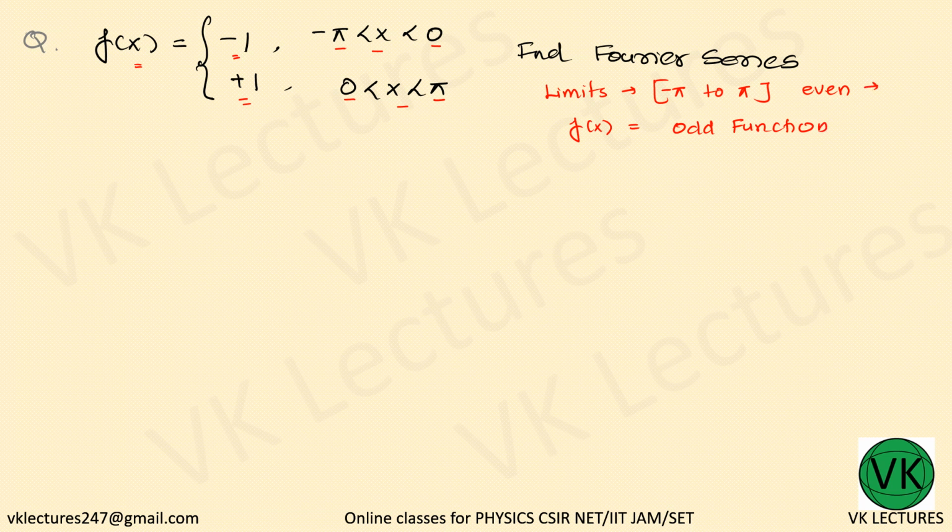So with an even limit and an odd function, the value of a naught is 0 as well as an is equal to 0, because the function is an odd function and the limits are even. Now we need to find only the bn or the sine terms. So bn is given by 1 by pi integral, the limits are from minus pi to pi, f of x times sine nx dx.